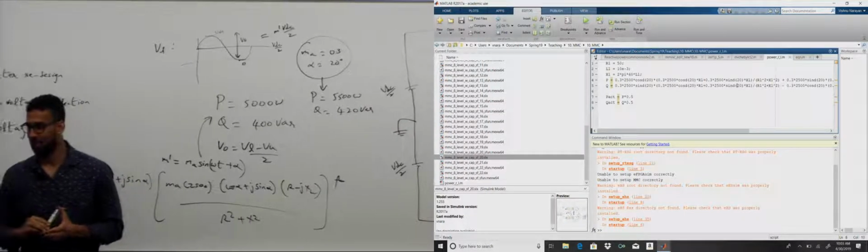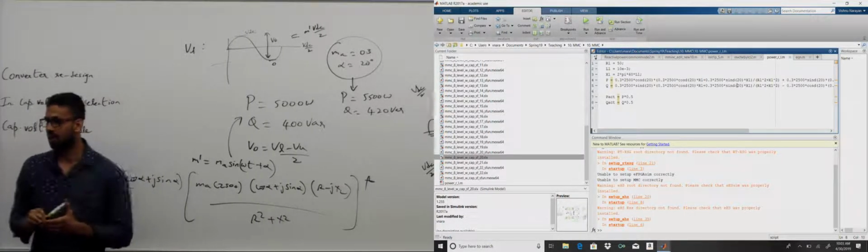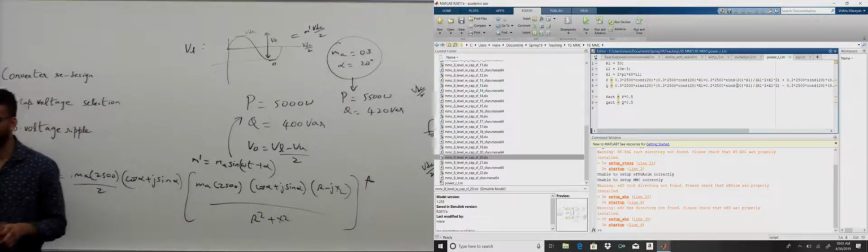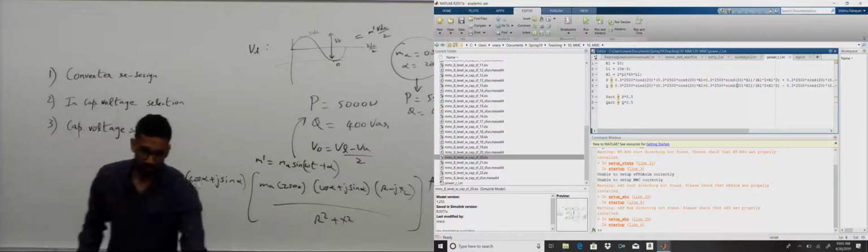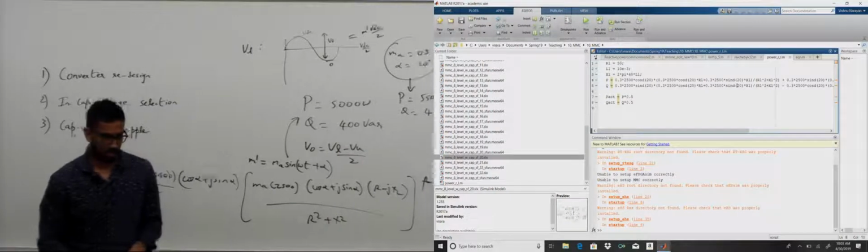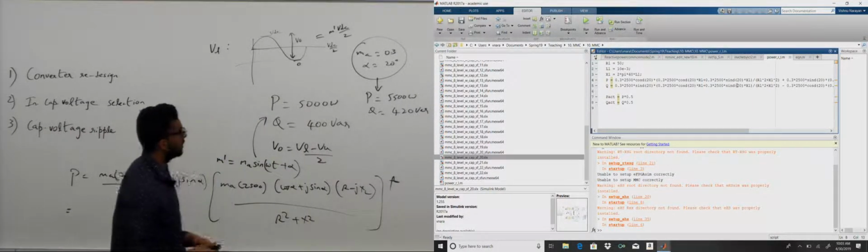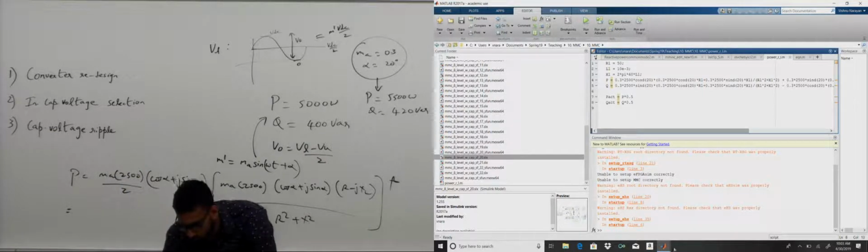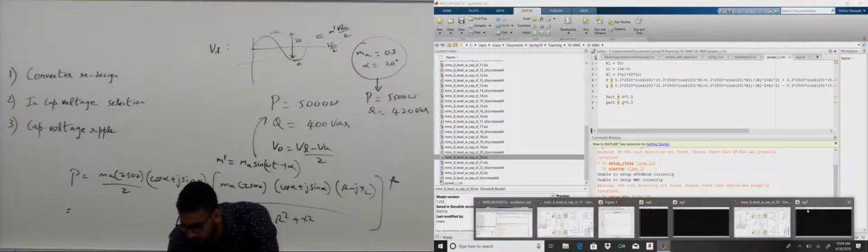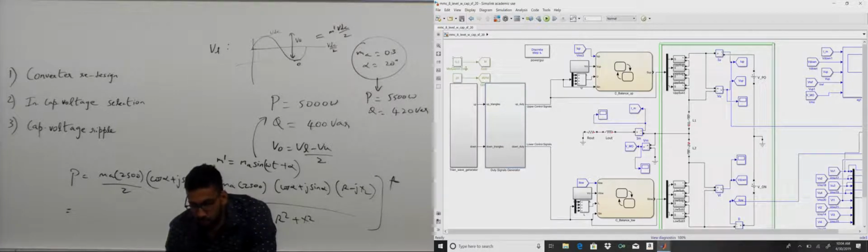But if they have two equations, we can solve exactly for MA and alpha. I'll leave it at that. So that's what I did. In the Simulink model, I set MA to be 0.3 and alpha to be 20.